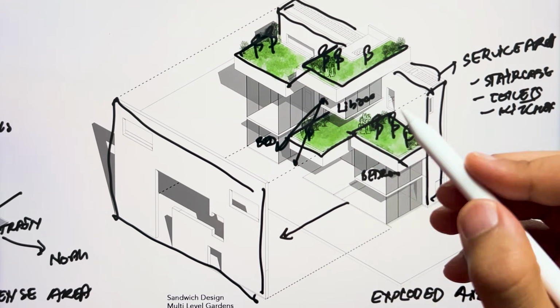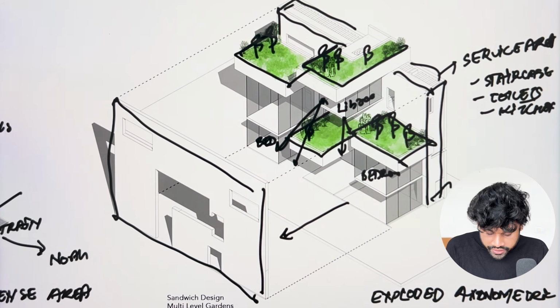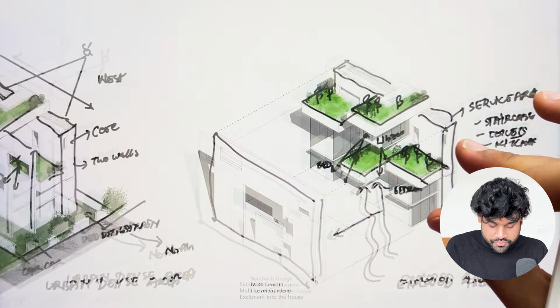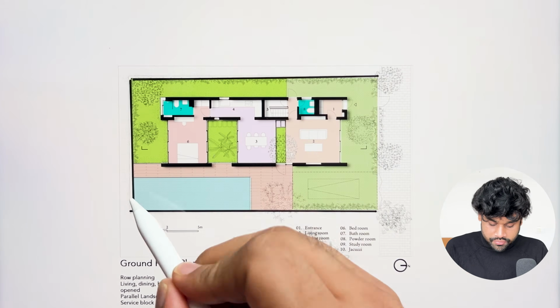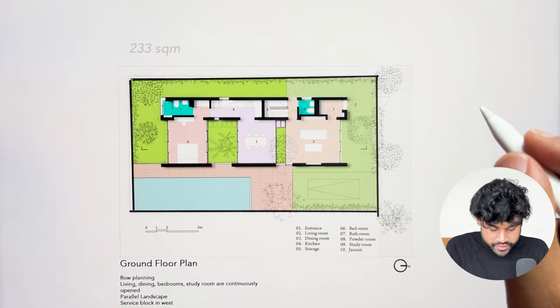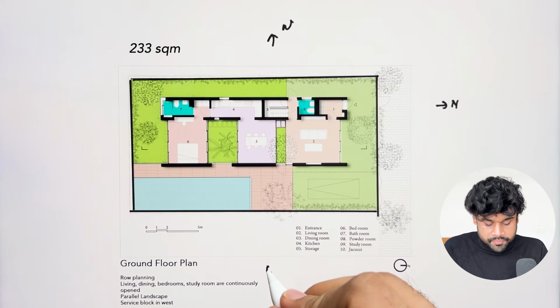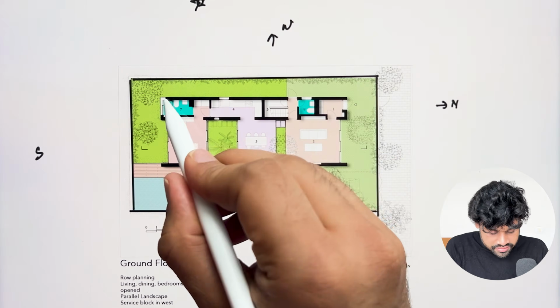This kind of arrangement also makes the house more efficient for the climate. Wind enters into the house and the overall microclimate of the house is effective for the users. So let's see what is happening on the plan level. This is the plan of the house which has a rectangular geometry, and the overall area of the house is somewhere around 233 square meters. This is the north of the house and this is the west, east and the south of the house.